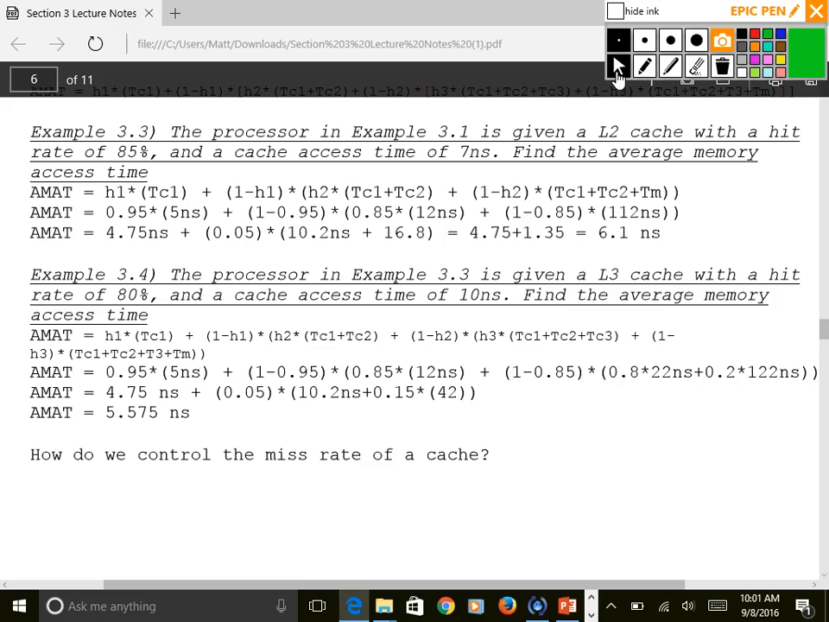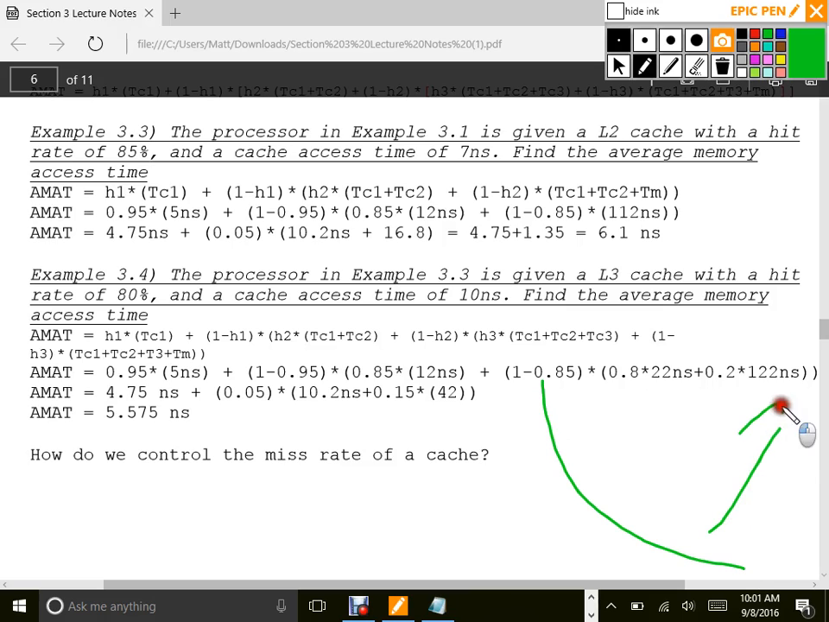Okay, so typically it will stop at 3. And the reason why is the trade-off: you're reaching that asymptotic point. We saw 10, 6.1, 5.575. Adding more and more levels gives minimal benefit after a while. And the more levels of cache you add, the more it will cost you.